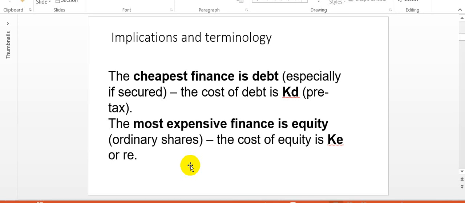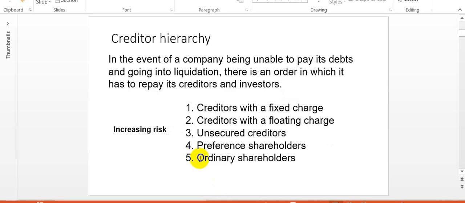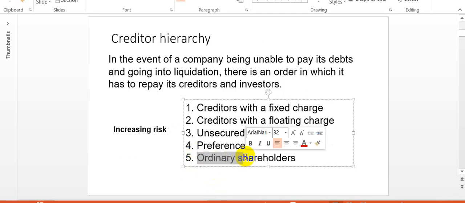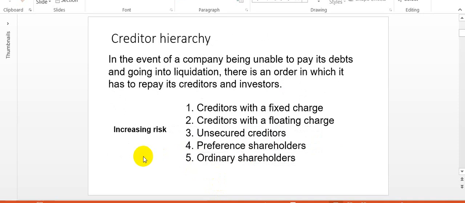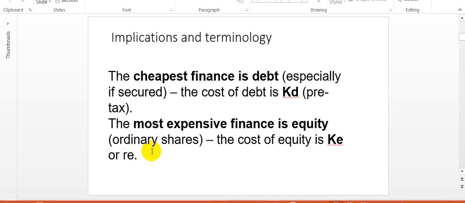And the most expensive finance will be equity or ordinary shares, because in the hierarchy, as you can see, they are the last ones to receive any compensation should there be any funds remaining after paying the other creditors. So the ordinary shareholders are exposed to higher risks, hence the cost of equity, which we're going to symbolize with KE or RE throughout this study, is the most expensive finance.